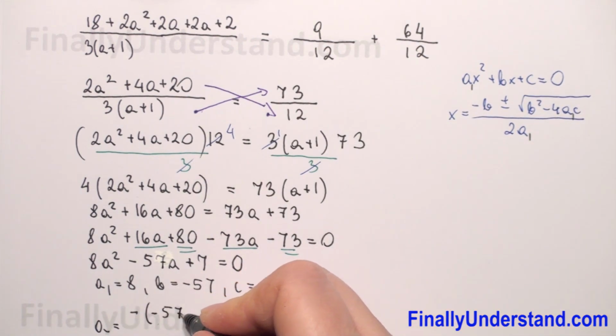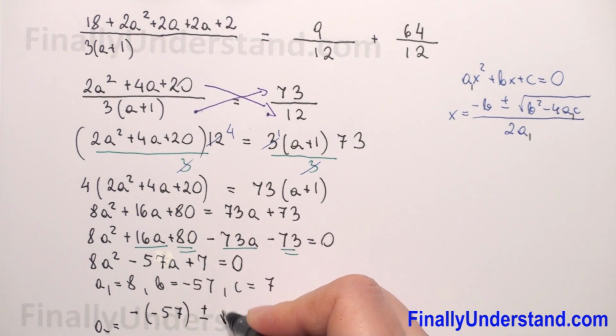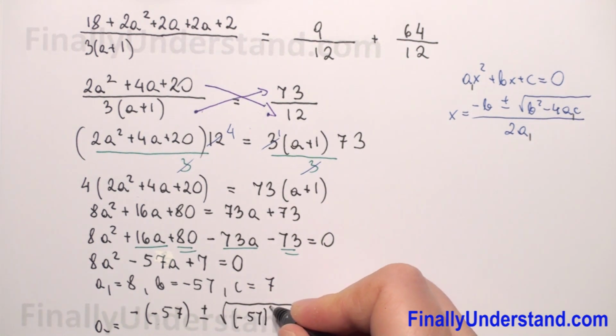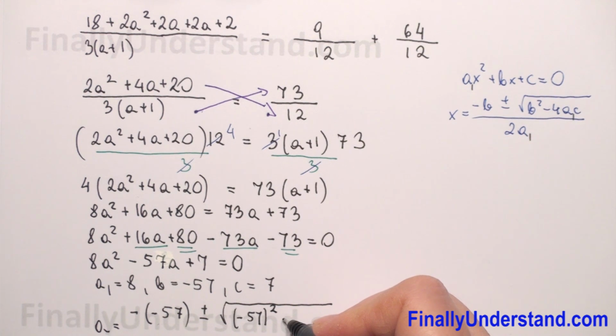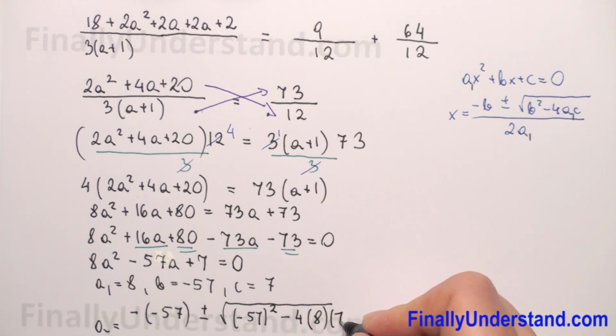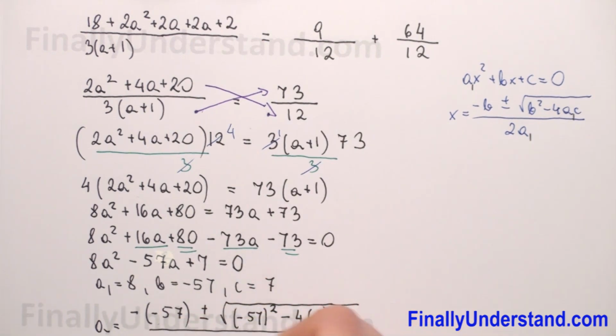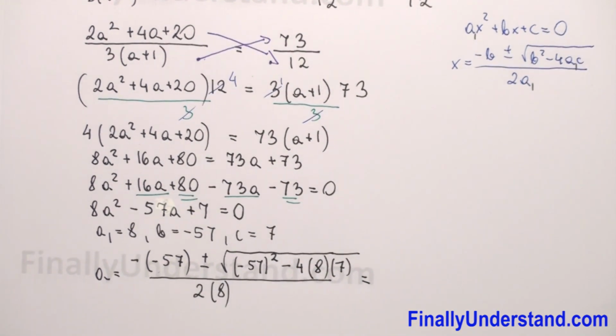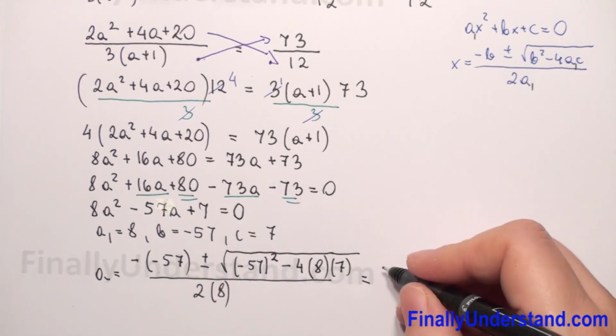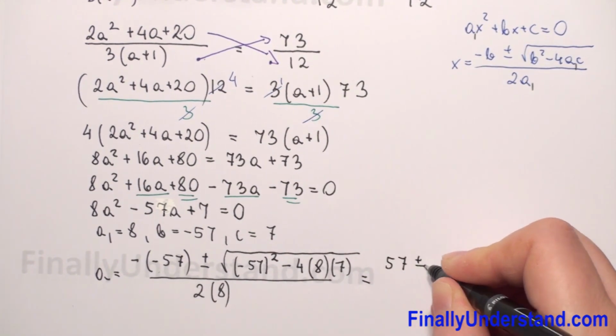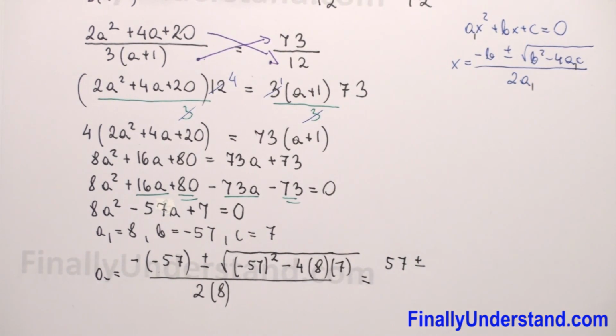So we will put in parentheses, and we have plus minus square root of b to second power. So we have negative 57 to second power, and we have now minus 4 times a1, so this is 8, and times c 7 over 2 times a1, so times 8. So this is equal. So we have negative sign and negative, so it will be positive 57 plus minus, and let's use now calculator.